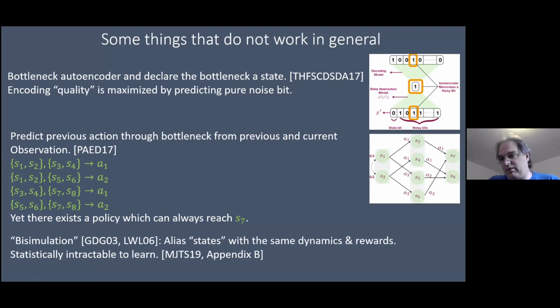And then another definition of state which comes up is by simulation. The essential idea here is that you're going to alias states which have the same dynamics and reward structure. So this is statistically intractable to learn. There was a paper recently where they discussed this in the appendix. So I have references at the end that we'll get to. Okay, so this is challenging. So now the question is, can we discover something which does work?